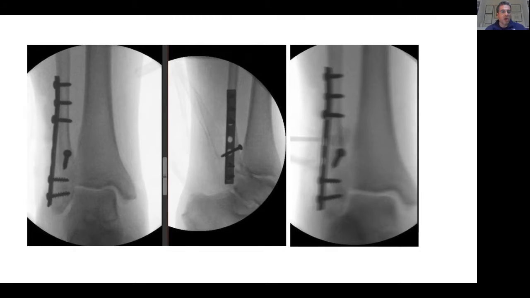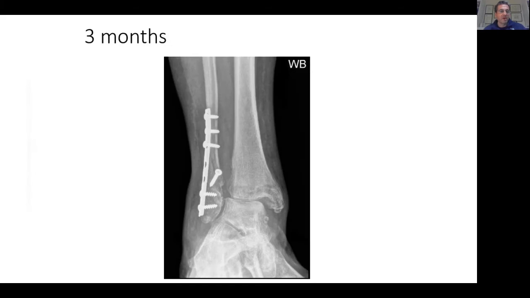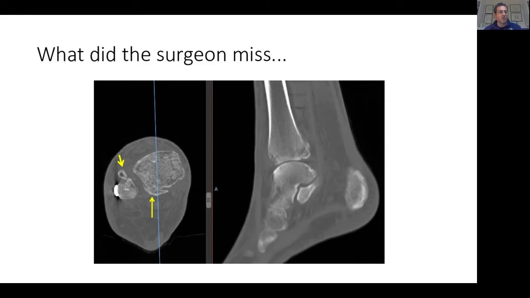They fixed it, they did a hook test, and they interpreted this picture on your right as, well, not opening up on the medial side. One can disagree with this, and this fracture ended up like this already in 3 months' time. Now, we asked for a CT scan a bit late, I would say, and now we realize what was missed.